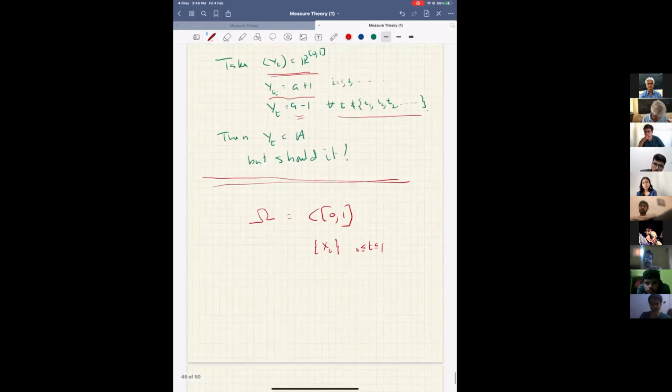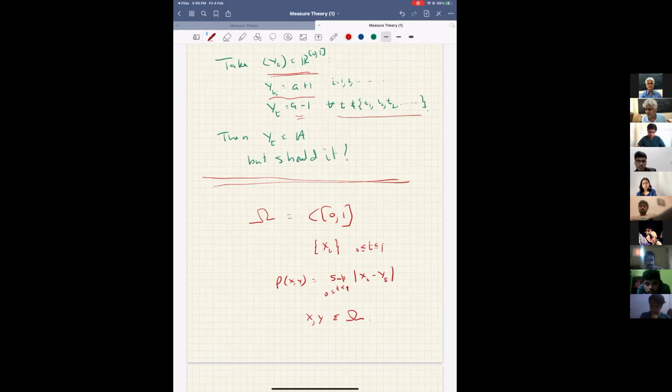So what we'll do is, we can define, I guess, rho(x, y) to be the supremum over t between 0 and 1 of |x_t minus y_t|. Right, this is for x and y in omega. So this is a distance.